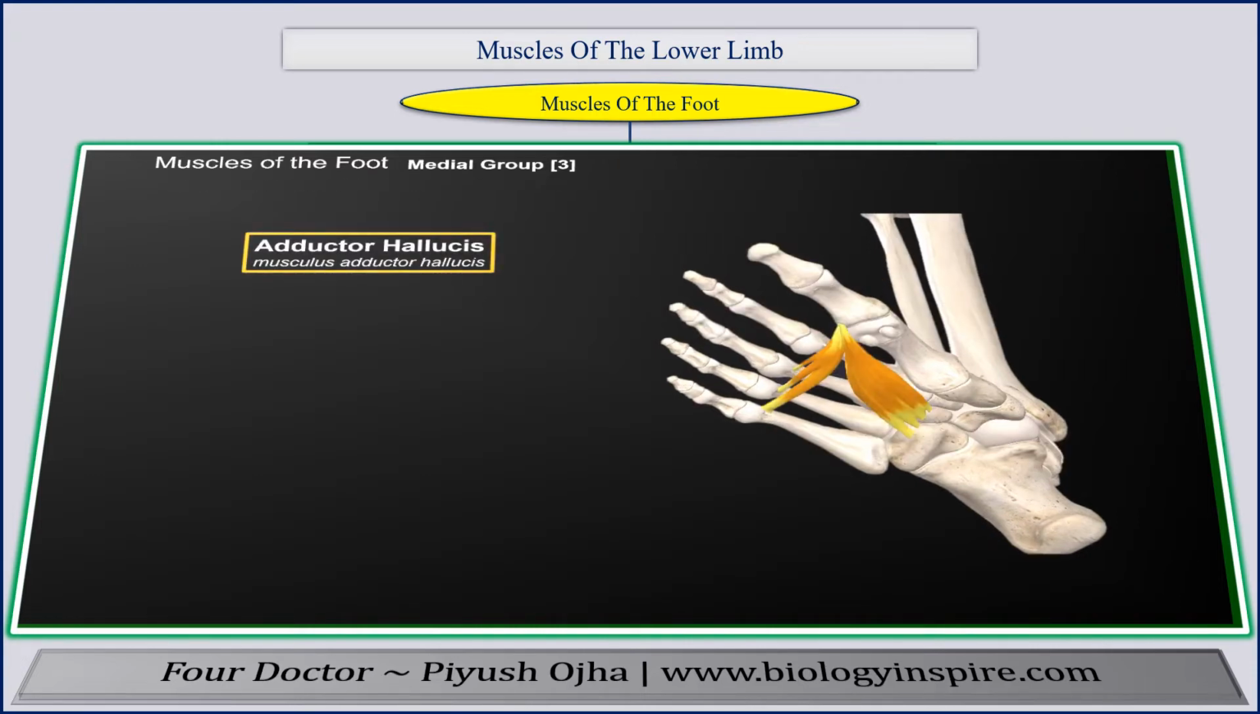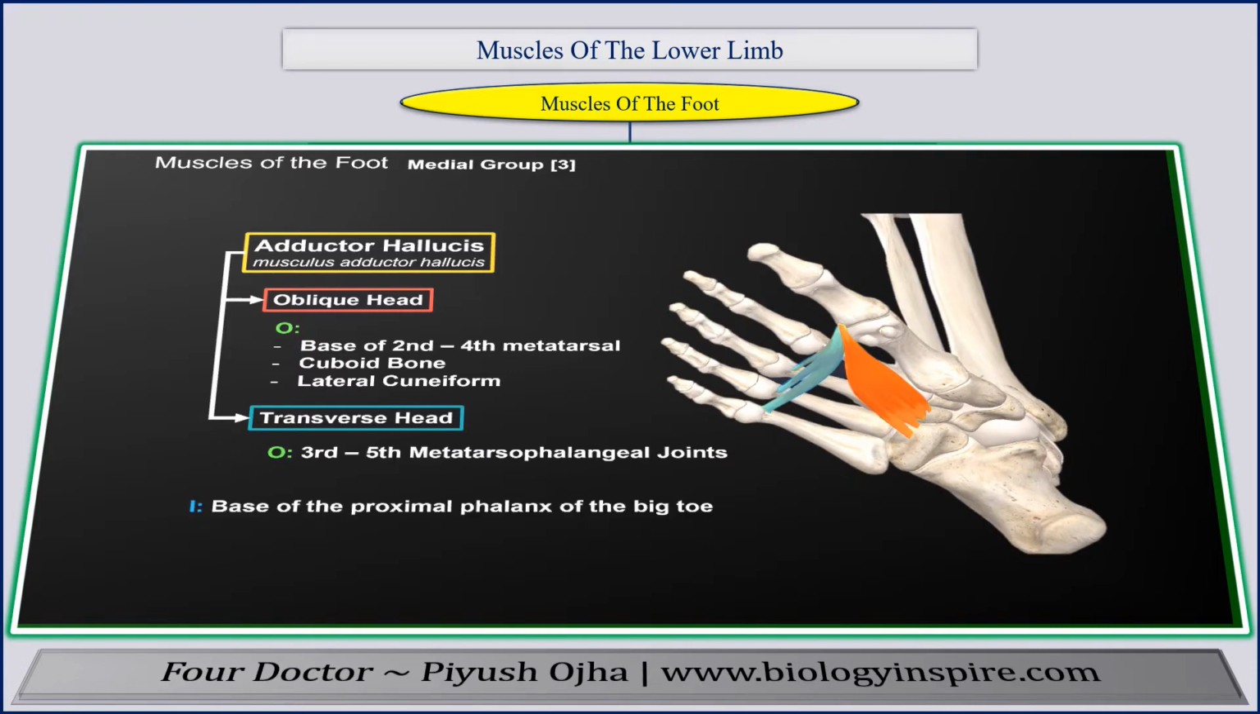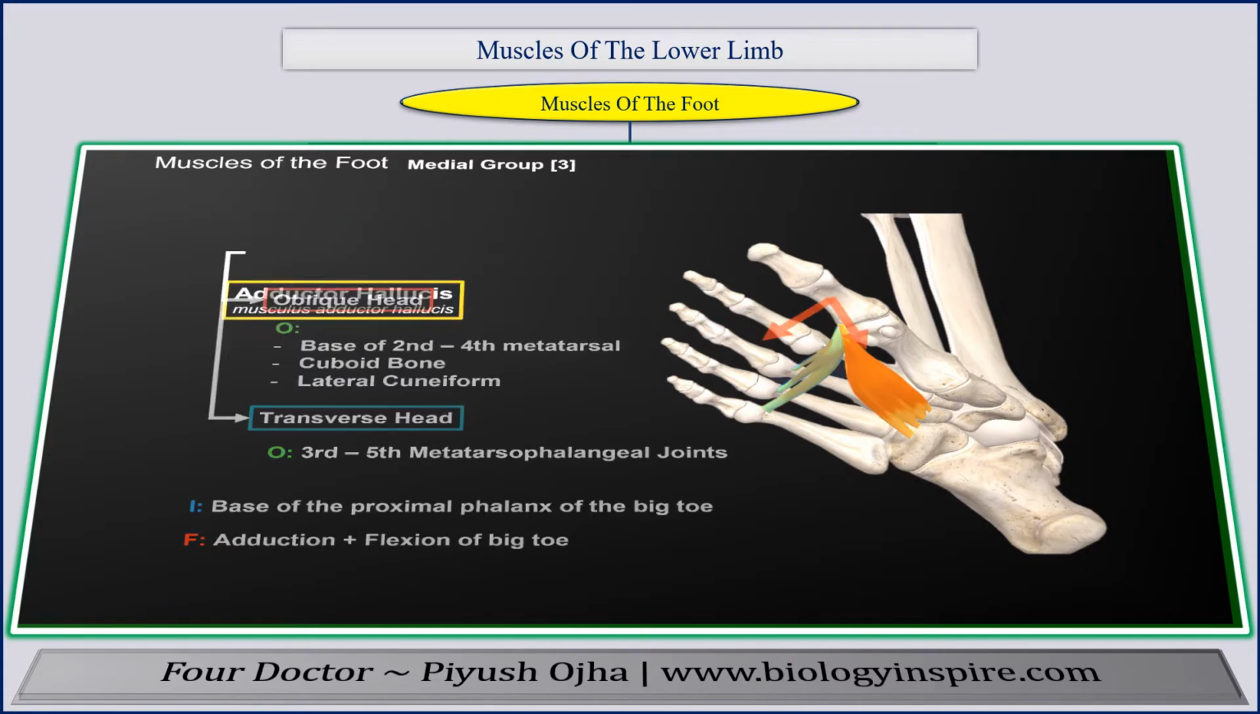It consists of the oblique head, which originates at the base of the second to the fourth metatarsals, the cuboid bone, and the lateral cuneiform bone. The other head is the transverse head, which originates at the third to fourth metatarsophalangeal joints. Both of them insert at the base of the proximal phalanx of the big toe. Now, this muscle is called the adductor hallucis, so the function of it is to adduct the big toe as well as flexing it. So that's this one.